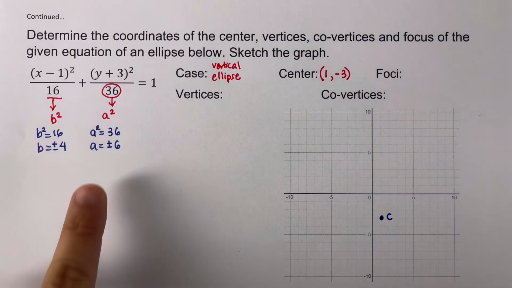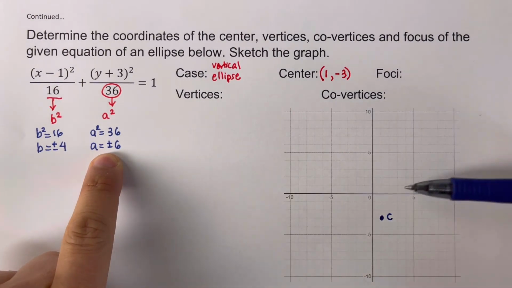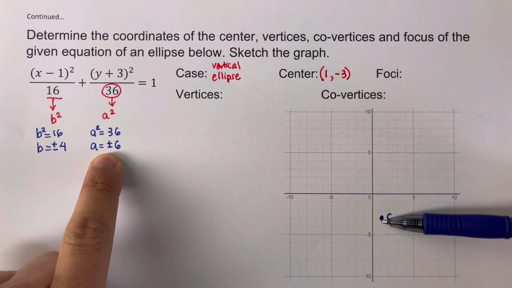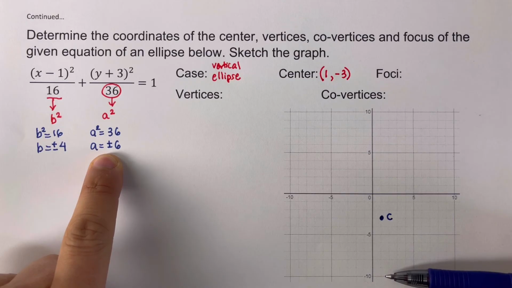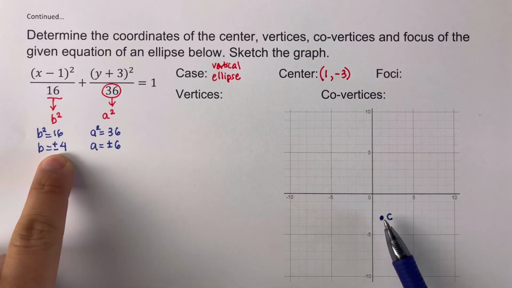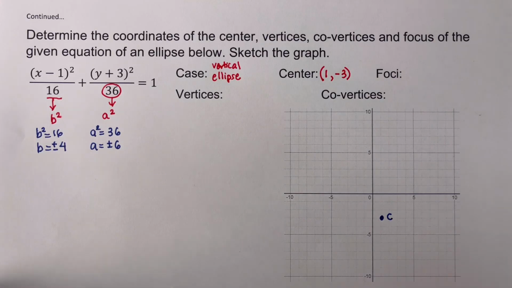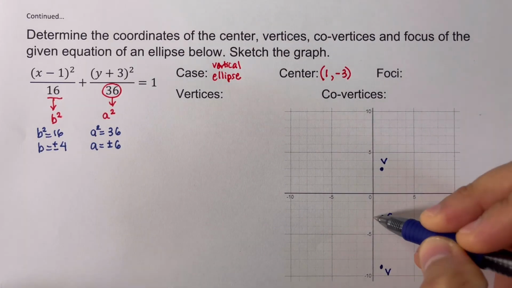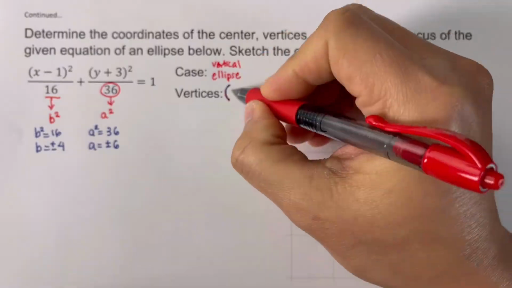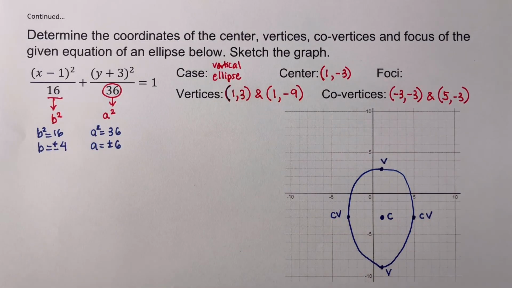Now, our A is plus or minus 6. Since this is a vertical ellipse, I go up 6 and down 6. And since our b value is 4, I go left 4, right 4. So I'm going to go ahead and plot those 4 points here. Okay, so I've drawn the ellipse down here.